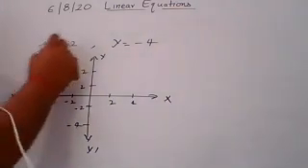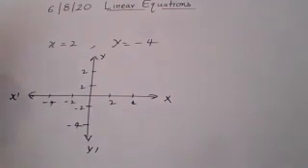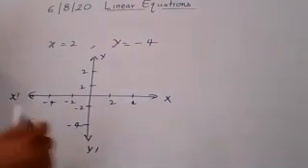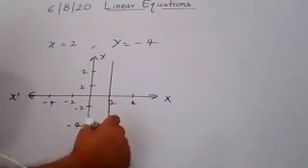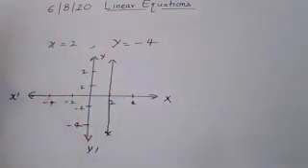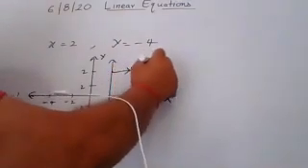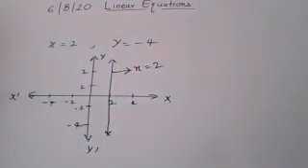Now here you have x is equal to 2, which is a line parallel to the y-axis. You know the equation of the y-axis is x is equal to 0, so the graph of x is equal to 2 is parallel to the y-axis. At 2, you draw a straight line which is parallel to it. That gives the graph of x is equal to 2.